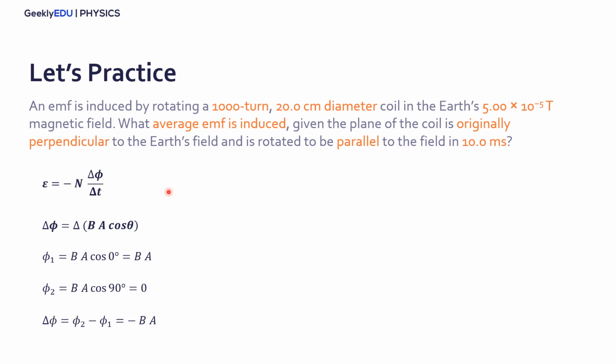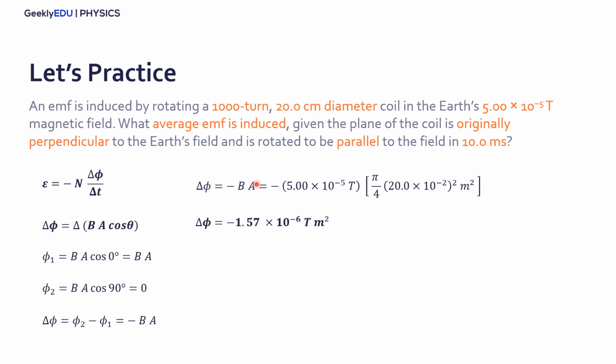Now we can go back to Faraday's law. First, of course, let's calculate this change in the magnetic flux. We have the values here for B and for A. We are considering this a circular coil, so the area is pi over 4 times the diameter squared. So the change in the magnetic flux is negative 1.57 times 10 to the negative 6 Tesla meter squared.